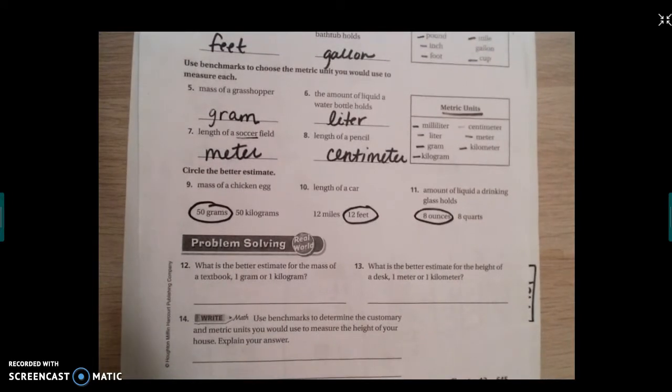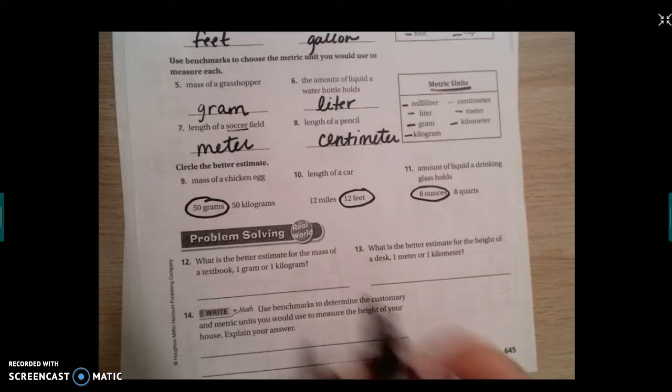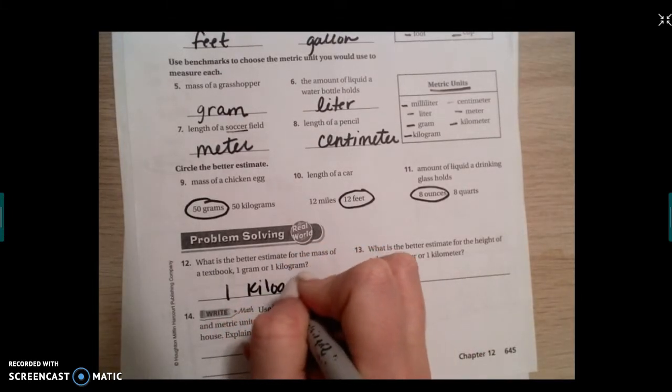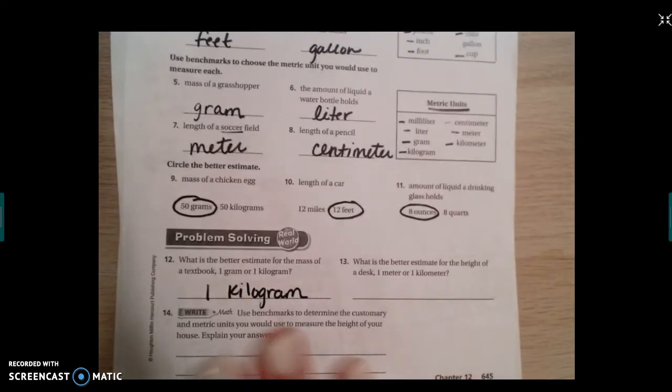Okay, number 12. What is the better estimate for the mass of a textbook? 1 gram or 1 kilogram? Okay, so remember, a kilogram is the weight of a baseball bat. And a textbook is pretty heavy, so I would say it would be closer to 1 kilogram. Okay, what is the better estimate for the height of a desk? 1 meter or 1 kilometer?